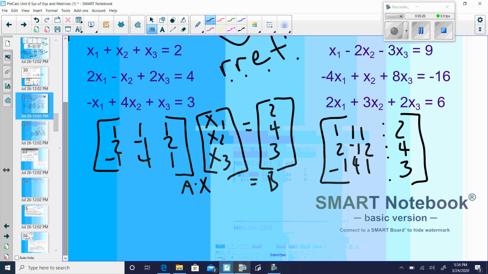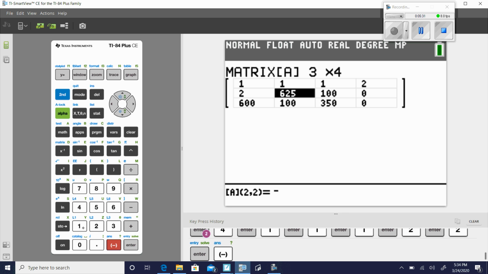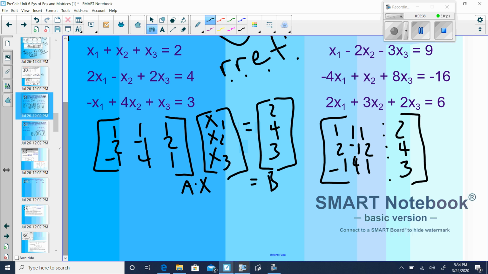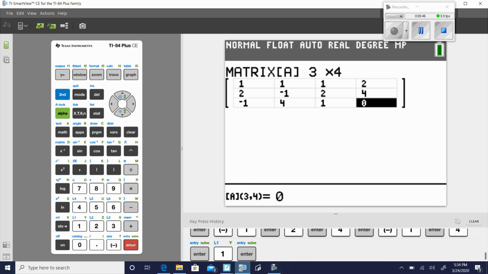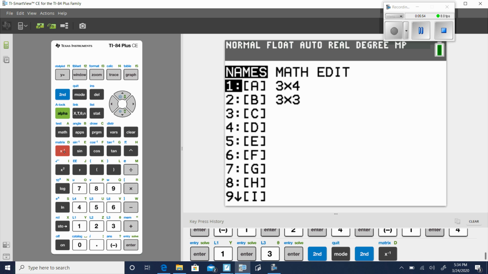It's our first row. Second row, 2, -1, 2, 4. So last row, -1, 4, 1, 3. All right, so we have a 3 by 4 matrix. I'm going to quit, do second X inverse, that gets us back here.